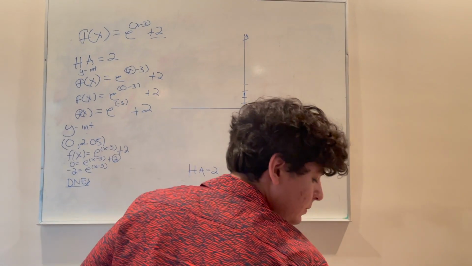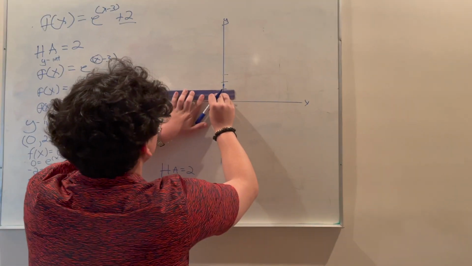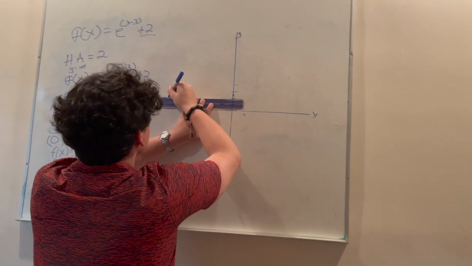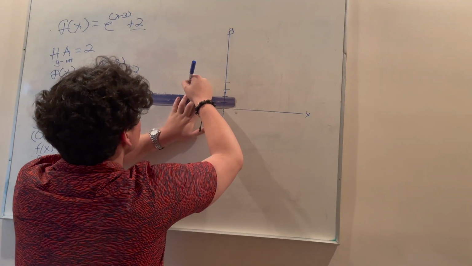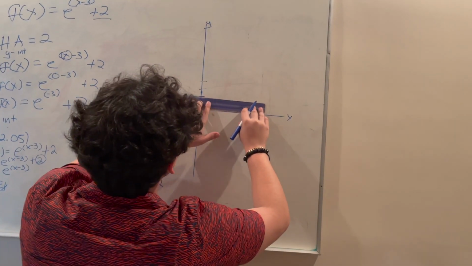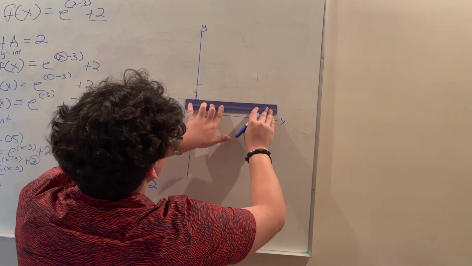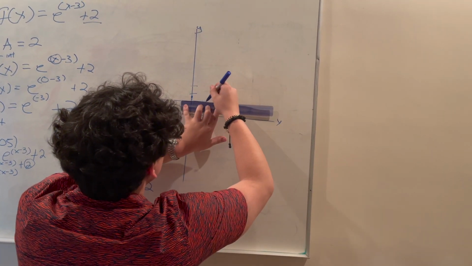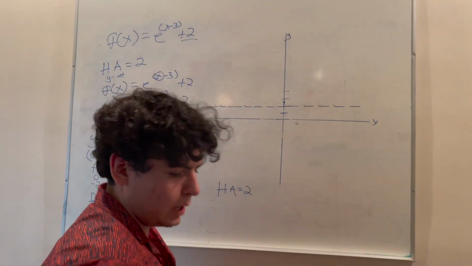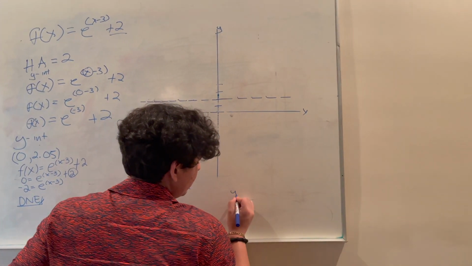The horizontal asymptote is represented with a line which is dotted or spotted. I don't know how to call it. It is like this. Let me do an example. More or less, it is like this, but you get the idea. Okay. Now that we have our horizontal asymptote, we can continue.